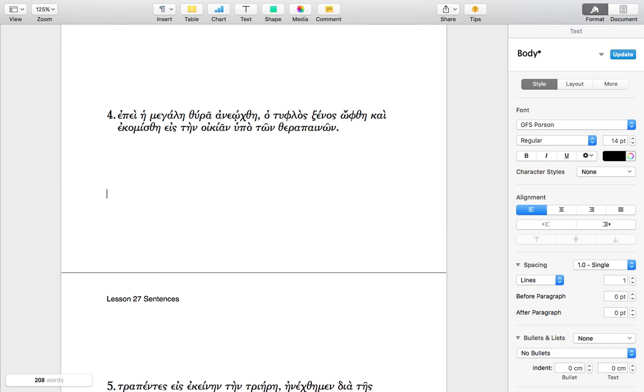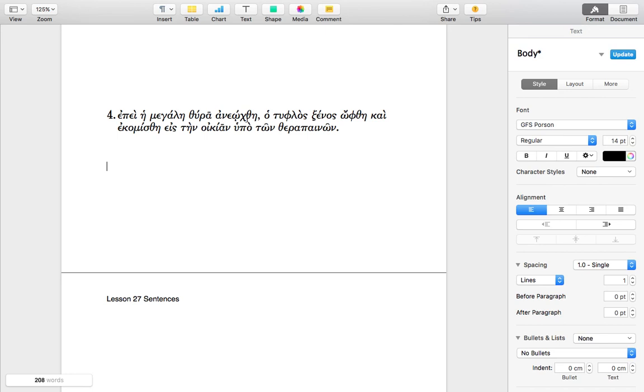Okay, this one's fun. Here we have some nice aorist passives. Epei hē megalē thura anēoichthē, ho typhlos xenos ōphthē kai ekomisthē eis tēn oikian hypo tōn therapainōn. Okay, fairly straightforward, but there's a bunch of aorist passives here, right?